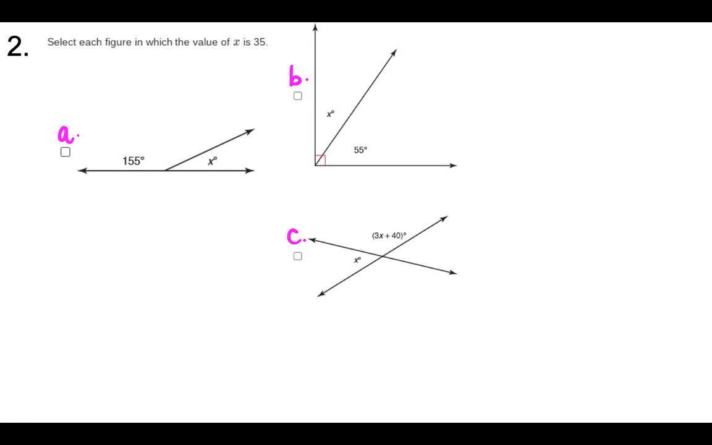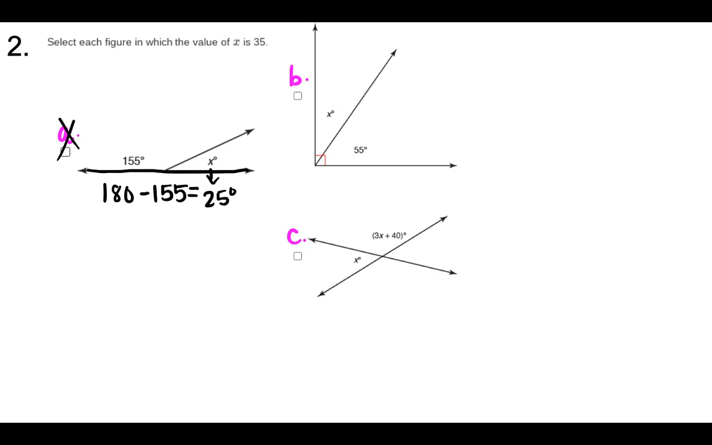So to correct this, what we are going to do is we are just going to figure out where x is 35. So remember, this is a straight line if we're working with A. Right here, that's a straight line. So I know that's 180. So I know I can do 180 minus 155, and that's going to give me what x equals. So in my calculator, I go 180 minus 155, and I get 25 degrees. Well, it wants 35 degrees, so therefore it is not A. So A is not an answer.